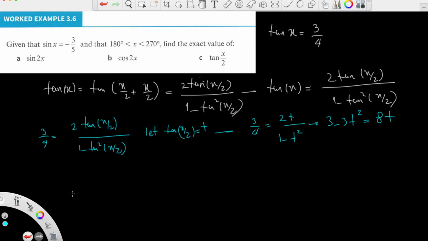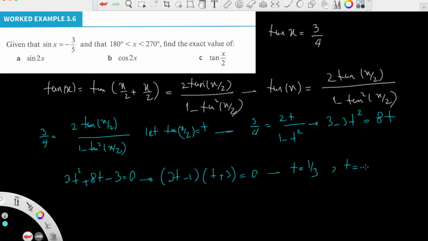So I write it to the right hand side. It will be 3t squared plus 8t minus 3 is equal to 0. If you factorize, it will be 3t minus 1 times t plus 3 is equal to 0. So t is equal to 1 over 3 and t is equal to negative 3.